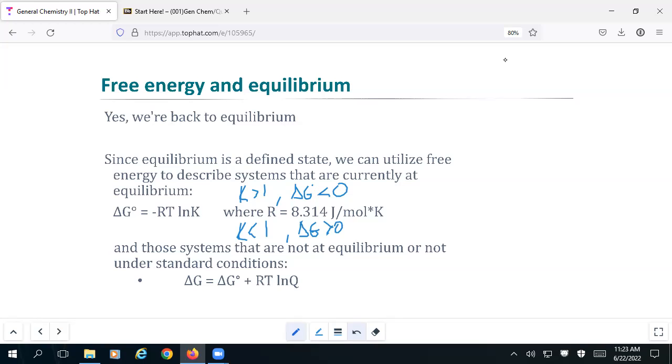Now that's if we're at standard conditions. If we are not at standard conditions, or if we are not at equilibrium, then the equation changes. And it changes to delta G, the non-standard version, is equal to delta G, the standard version, plus this adjustment for the lack of equilibrium, where we use the value Q, the reaction quotient, instead of the equilibrium constant K.